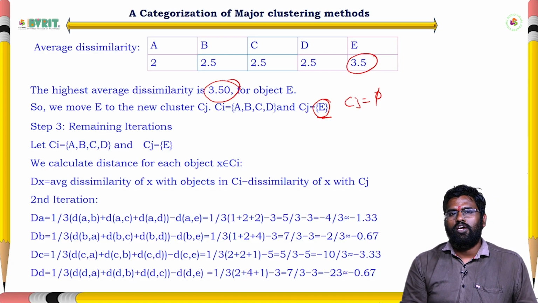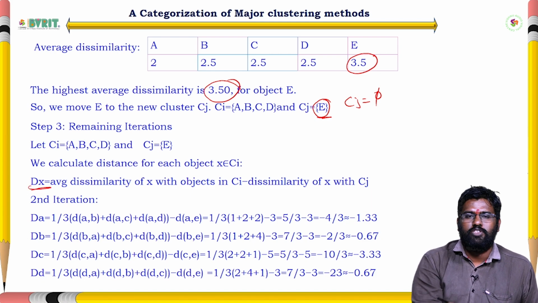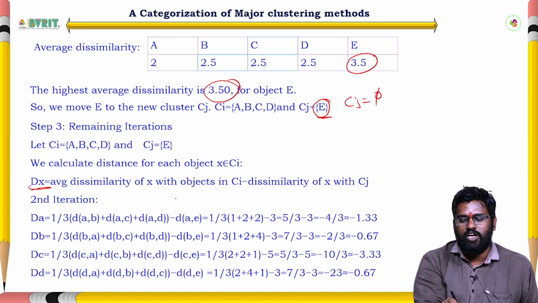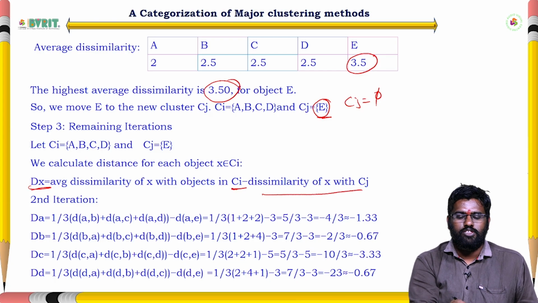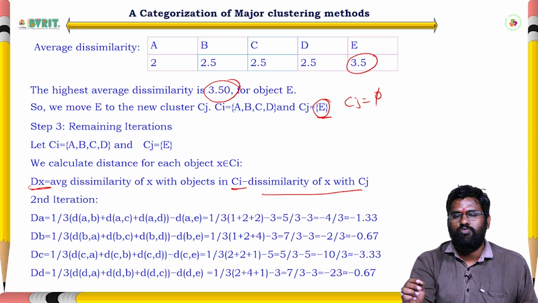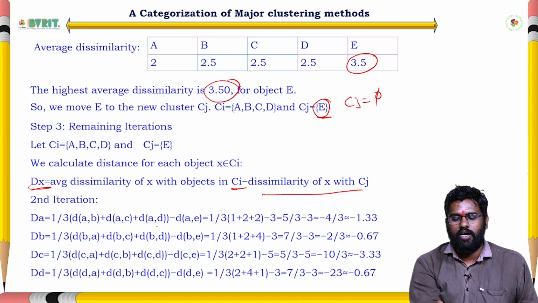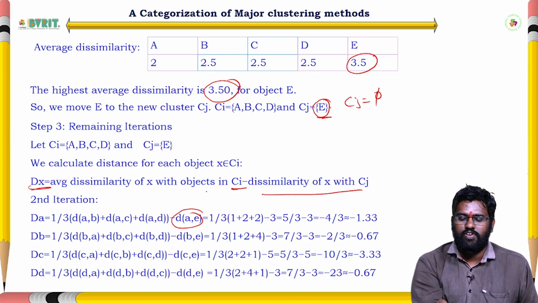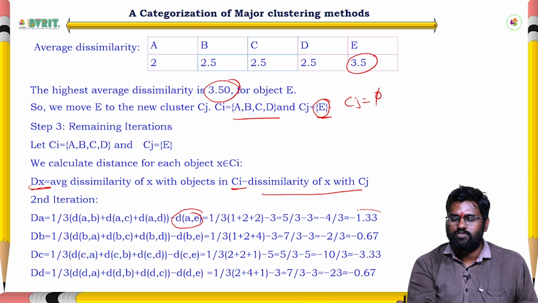Next we need to check whether any of A, B, C, D will be moved into the existing Cj or not. To calculate this, we calculate the distance of the object: d of x is equal to the average dissimilarity of x with respect to Ci minus the dissimilarity of x with Cj. So for A, other than E, since E is already removed from the C structure, the distance from A to B, A to C and A to D, minus A to E. The dissimilarity of x with Cj means the E value, and the dissimilarity of x with Ci means the A, B, C, D values. Substituting, we get 1.33.